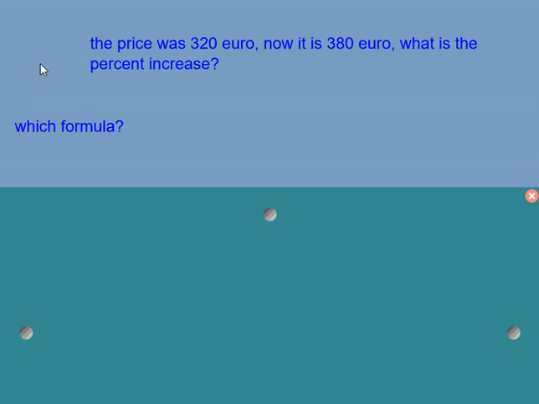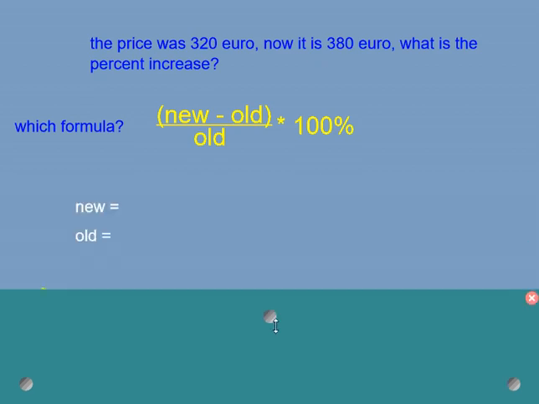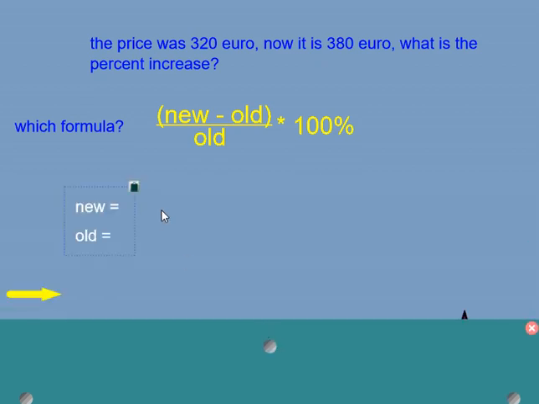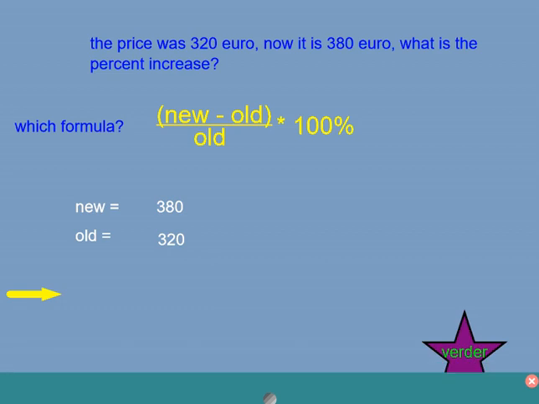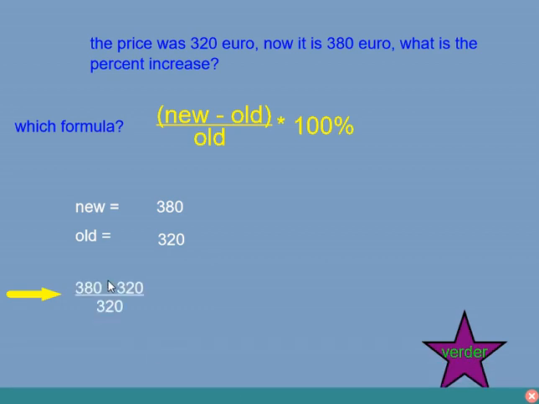The price was 320 euros. Now it is 380. It's probably about the money a math teacher earns in an hour. Which formula to use? You use new minus old divided by old because there is a time lapse. It was 320 and now it is 380. New is 380 and old is 320. So that means you get this as an answer. If you use your calculator, to be sure, put this in brackets.